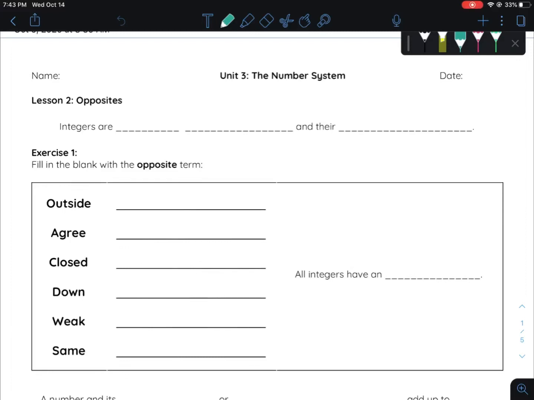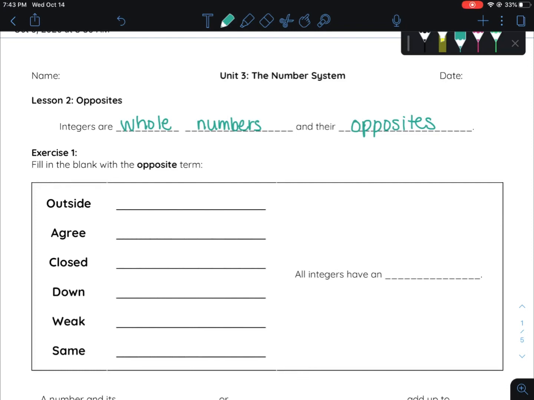For lesson 2 today, we're going to talk about opposites. We're going to review the definition of integers first, but in a slightly different way than we saw it in lesson 1. Integers are whole numbers and their opposites. What that means is all of the whole numbers, 0, 1, 2, 3, 4, 5, forever, and their opposites. So -1, -2, -3, -4, -5, and on and on.